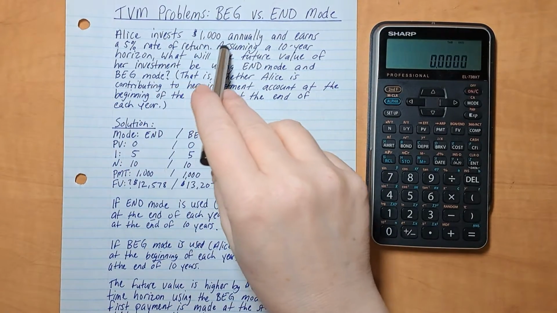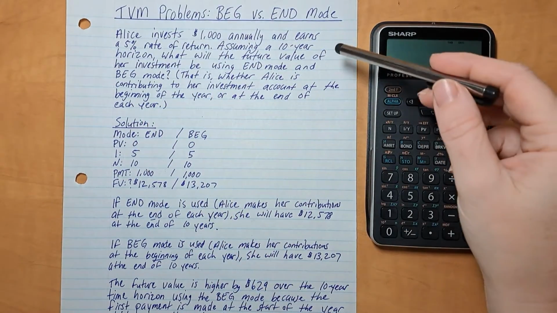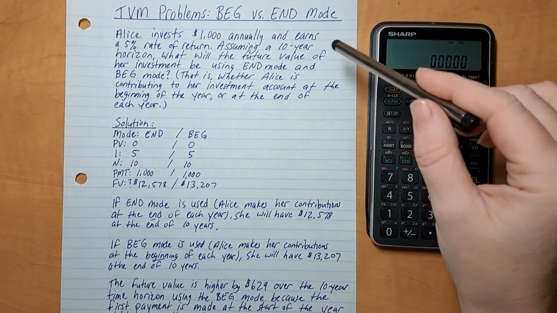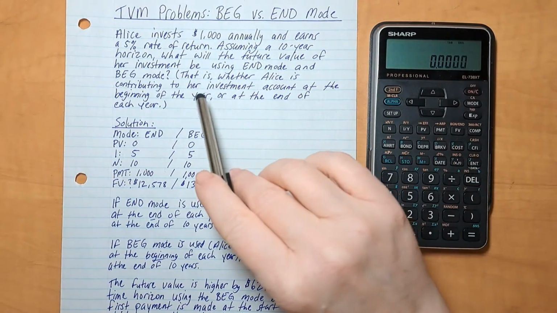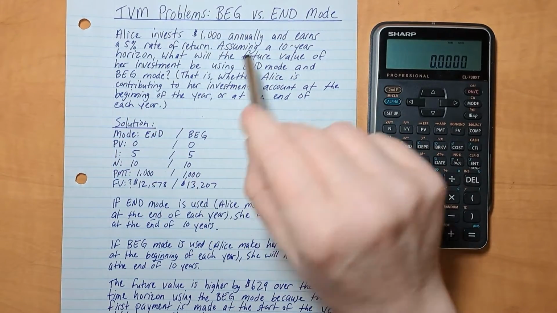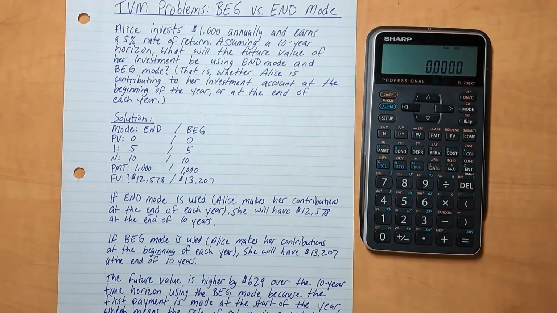Alice invests $1,000 annually and earns a 5% rate of return. Assuming a 10-year horizon, what will the future value of her investment be using the end mode and beginning mode? That is, whether Alice is contributing to her investment account at the beginning of the year or the end of the year. So let's take a look at both of these solutions.